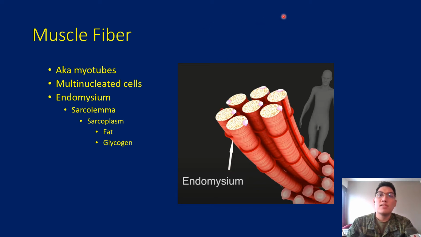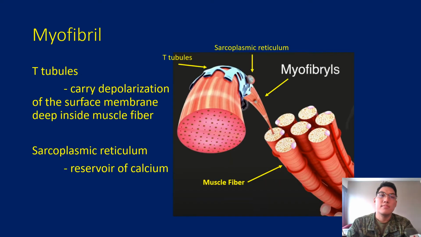Beneath the endomysium is the sarcolemma, which is the muscle cell membrane, containing the sarcoplasm, a gelatinous fluid containing fats and glycogen for energy, and other organelles such as mitochondria for energy production. Each muscle fiber itself contains cylindrical organelles known as myofibrils, which are themselves bundles of proteins, myofilaments, actin, and myosin, which are important in muscle contraction.